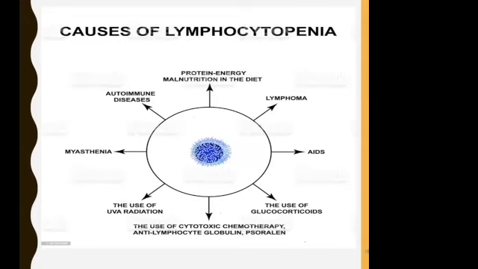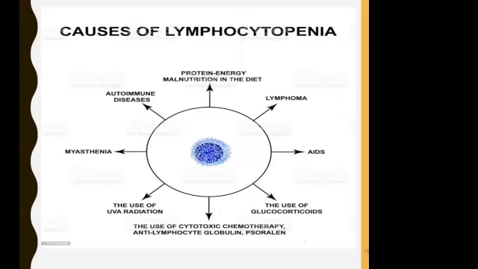Now, steroids can also cause patients to have lymphocytopenia. Long use of steroids, especially if you're giving a patient prednisone, can suppress the immune response and decrease the number of lymphocytes in the blood. Chemotherapy, cancer treatments can also suppress the immune system and decrease the lymphocyte counts.